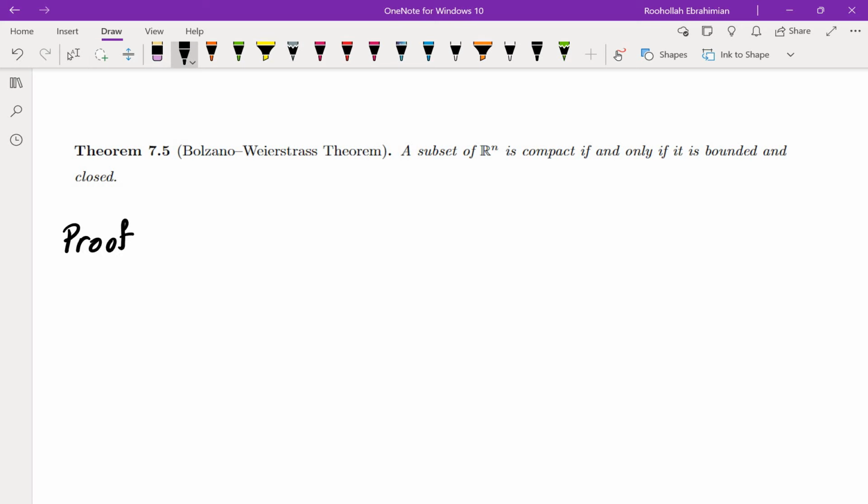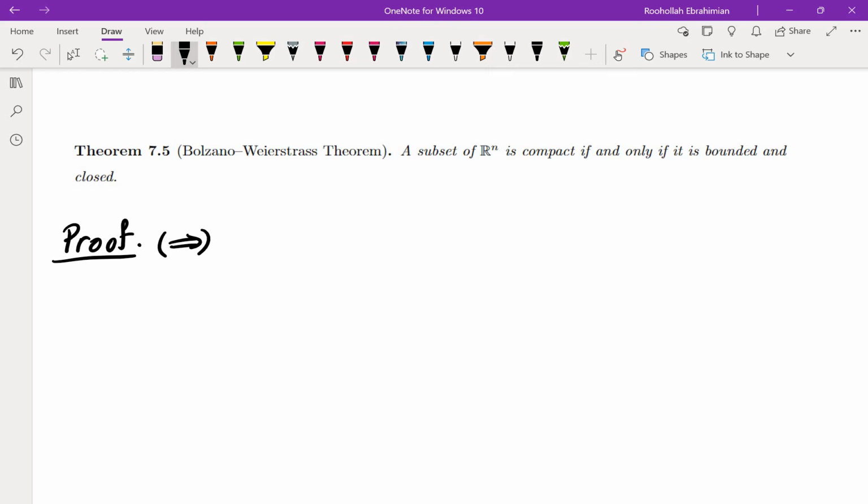So what is the theorem? This is called the Bolzano-Weierstrass Theorem. A subset of Rn is compact if and only if it is bounded and closed. So we had two issues where something was not compact. Either it was unbounded or it was not closed. This tells you that in fact those are the only conditions that we need. So let's look at the forward direction.